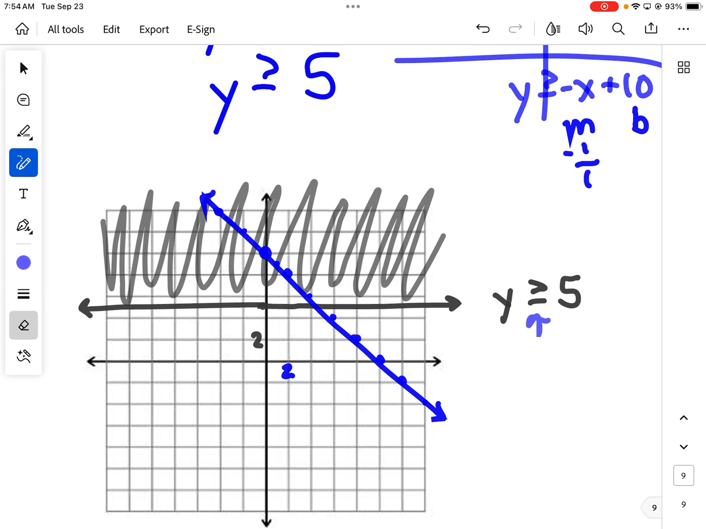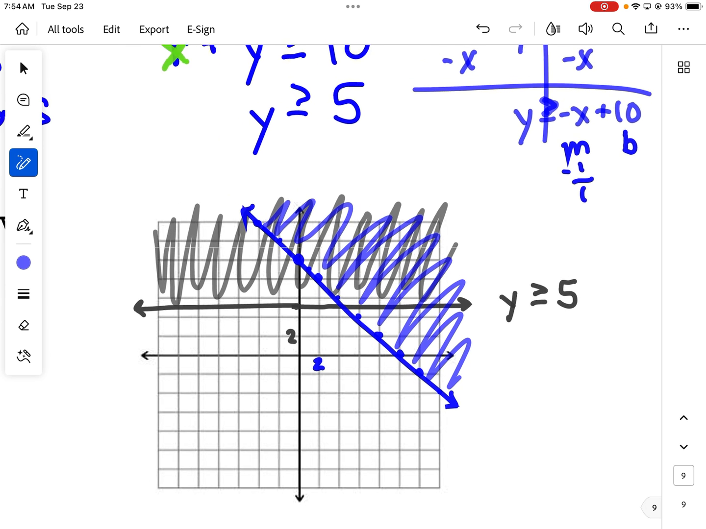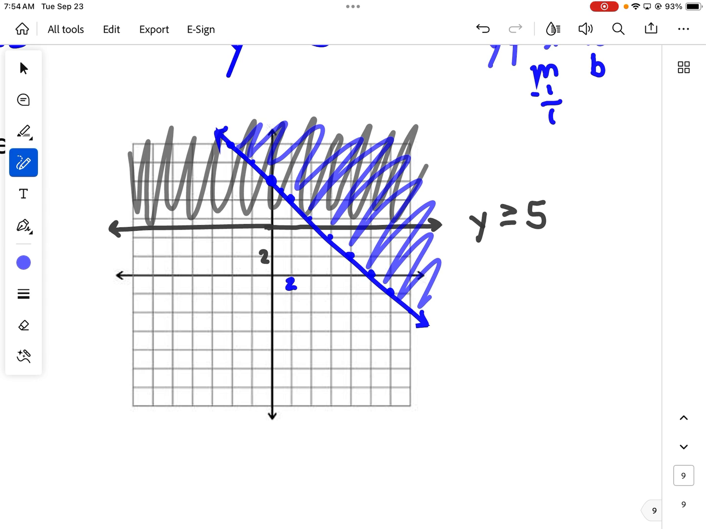And then how are we going to shade? What does this mean? Oh, hold on, I'm on the wrong one. Let's try that again. How are we going to shade this? Greater than or equal to? Above. So anything in that double shaded area would be our solution. So what is a possible number of red and yellow balloons that would fit this criteria?